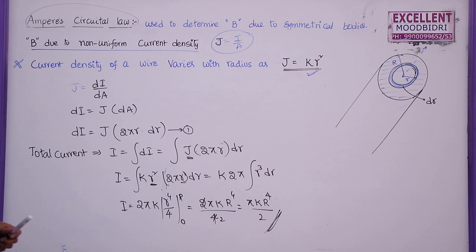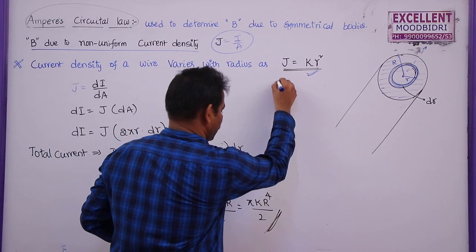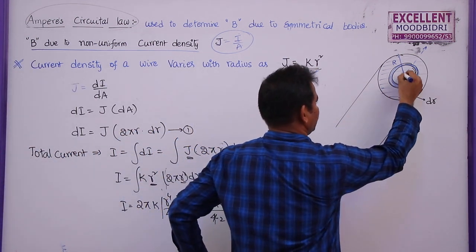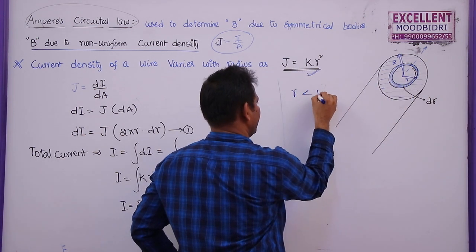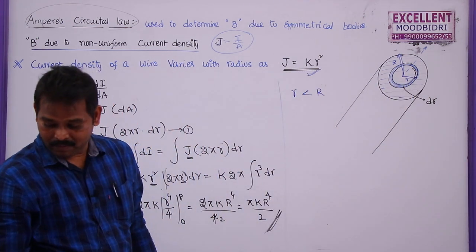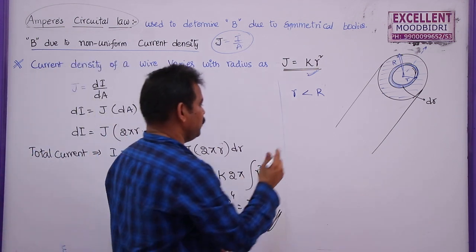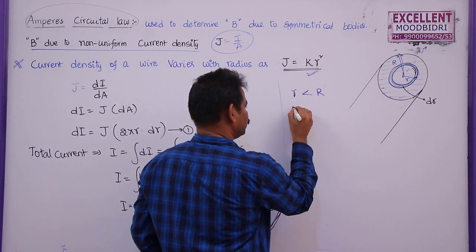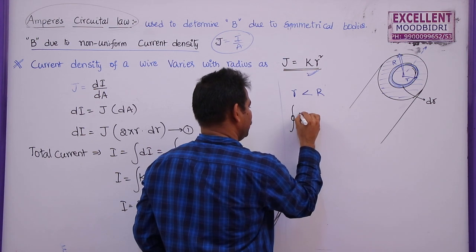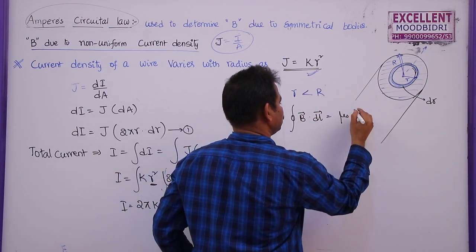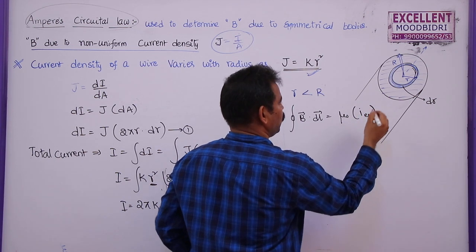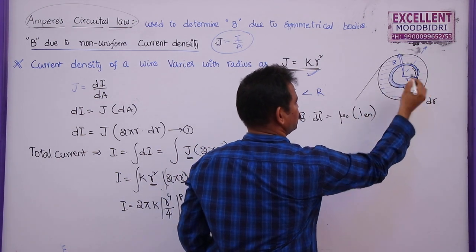Now, if you want to find the magnetic field at different points, let me take small r less than capital R. So this is capital R, and I am going to take a point here. If r is less than capital R, what is the magnetic field in this case? The magnetic field is given by the line integral of B dot dl equal to mu naught times the current enclosed by this loop at this point 1.